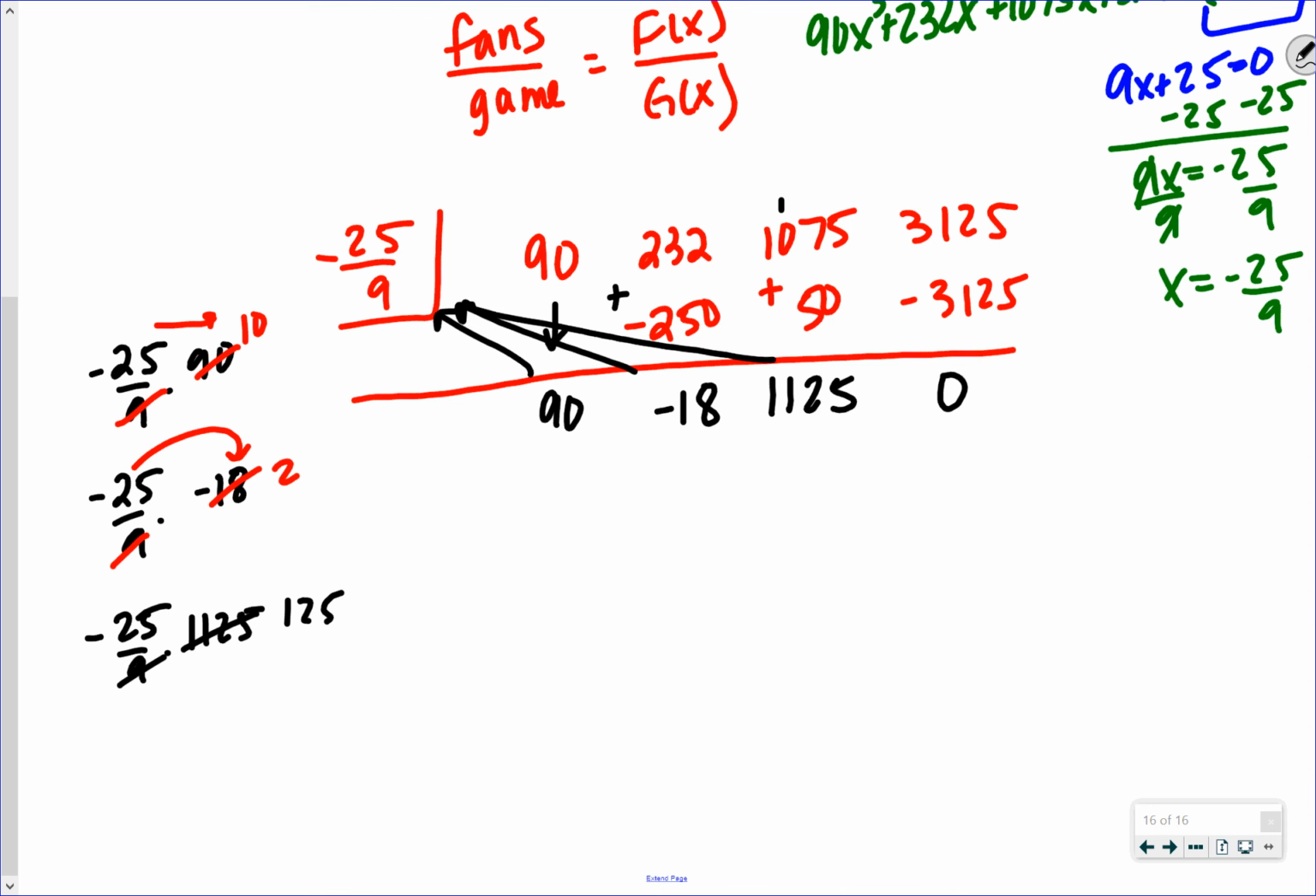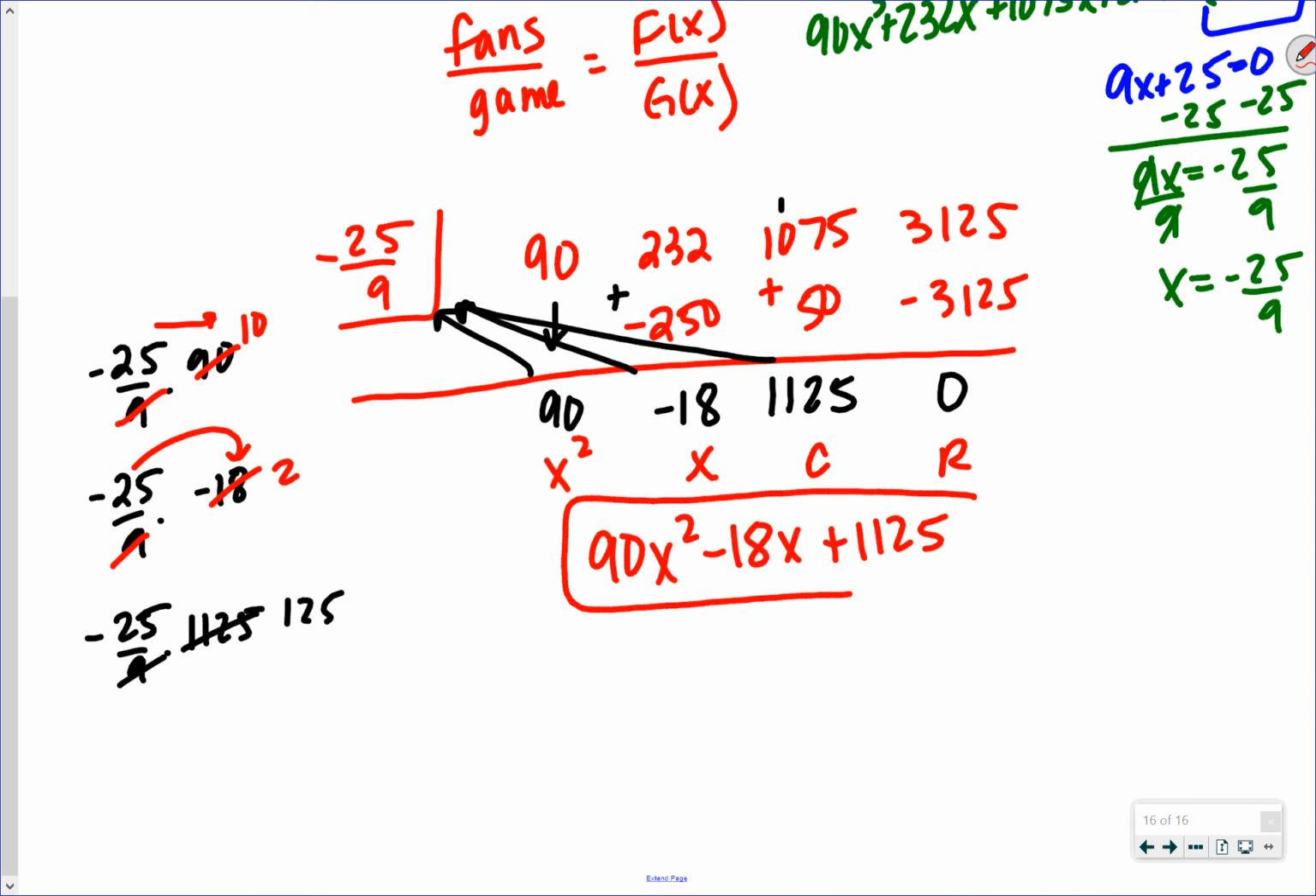It wants to know which of the following, this used to be multiple choice, now it's not. Which one would be the average number of fans? So obviously I'm going to have a full expression, which is why your remainder is 0. But we're not going to actually get a number. It's just an expression that represents the average number of fans per game. So 90x squared, negative 18x, plus 1125, and then a remainder of 0.